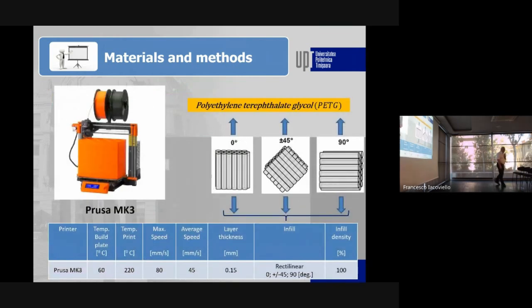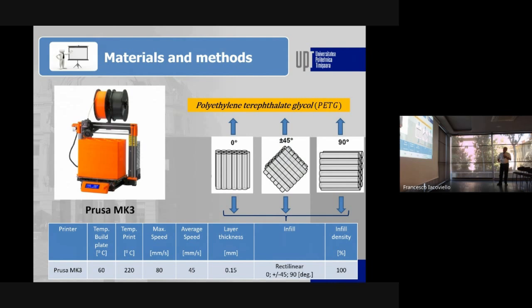So we use a Prusa printer. We use a plate temperature of 60 degrees, and the temperature of the nozzle 220 degrees. We use an average speed of 45 millimeters per second. The layer thickness was 0.15 millimeters, and we consider 100% infill density.